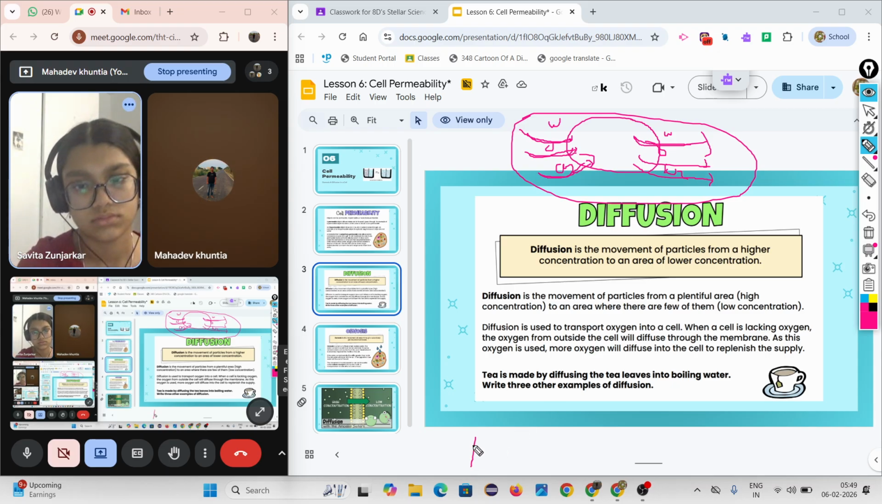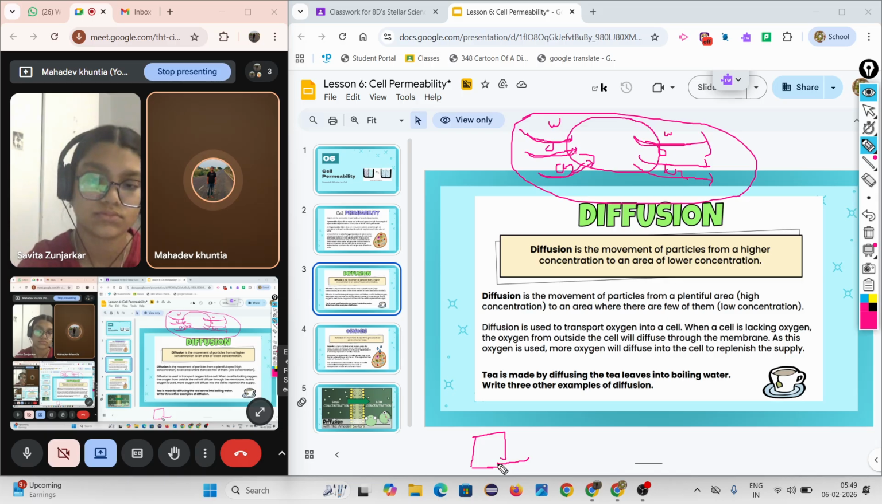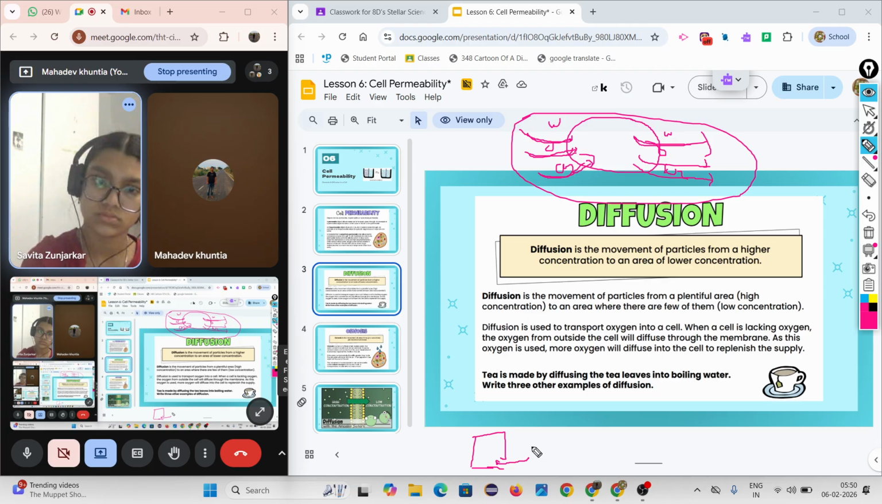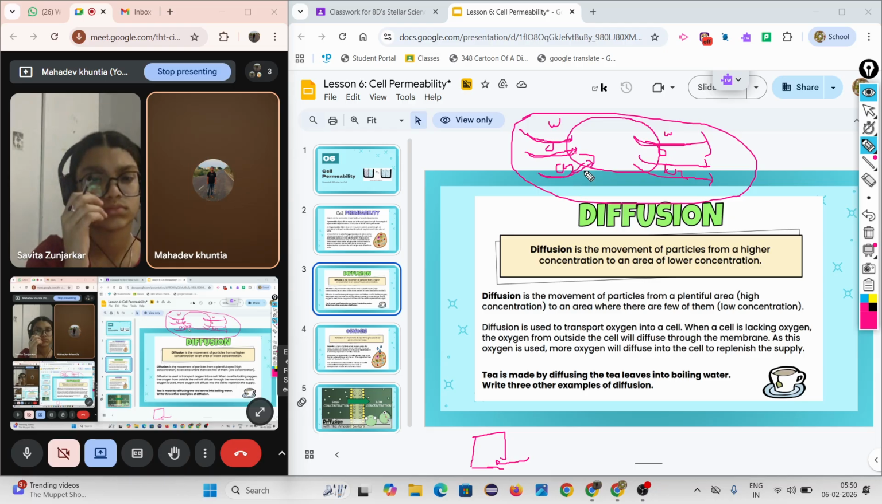Look, your house is also selectively permeable. Inside the door, you can allow a person, the person who is allowed by you, to come inside your house. Can anyone always come? No. So my question is, water, oxygen, carbon dioxide can go inside the cell and also come outside the cell. Which process is involved in this? Diffusion.